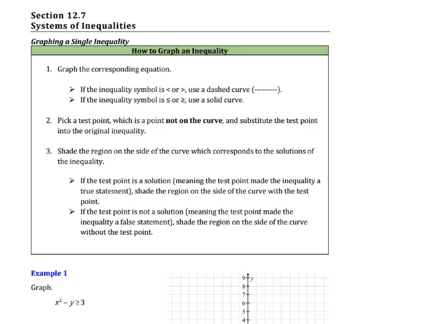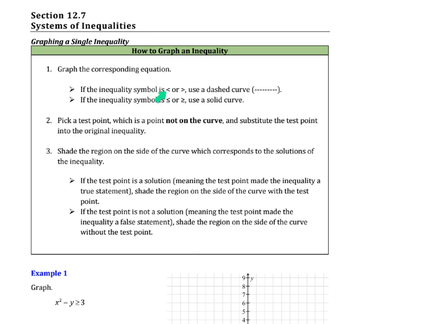So let's take a look at inequalities in two variables. So how do we graph such an inequality? If we have an inequality, the first thing that we do is graph an equation. And that equation will be the corresponding equation to our inequality.